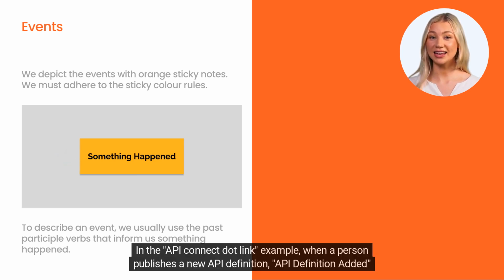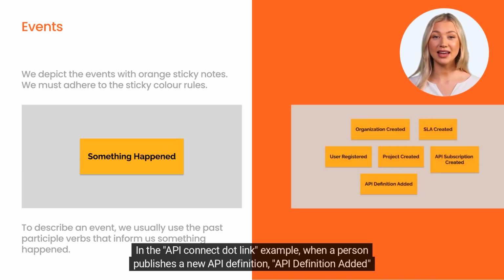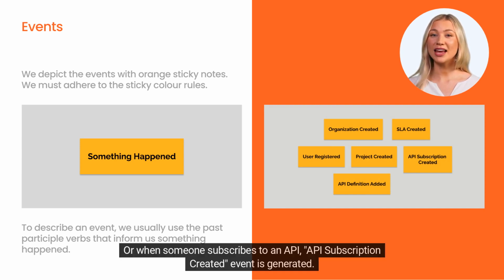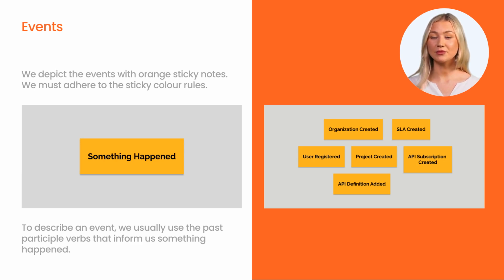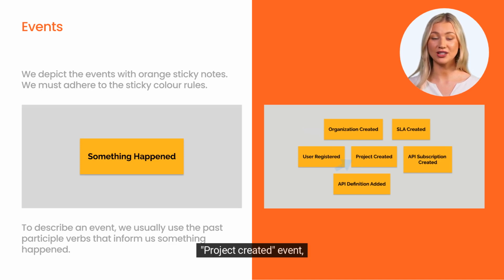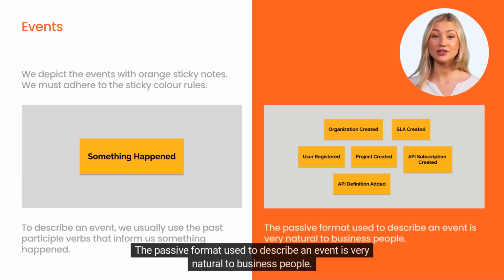In the API Connect.link example, when a person publishes a new API definition, an API definition added event is produced. Or when someone subscribes to an API, a subscription created event is generated. We have listed a few more events: organization created event, project created event, API definition added event, SLA created event, and API subscription created event. The passive format used to describe an event is very natural to business people.